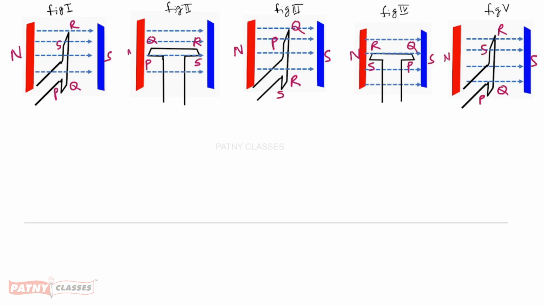Now let us discuss the different positions of the armature coil. In the first position, in figure 1, the armature coil is PQRS. The PQ side is down and the RS side is up. We will be rotating the coil in the clockwise direction. In figure 1, the angle between the plane of the armature coil and the magnetic field is 90 degrees. They are perpendicular to each other.